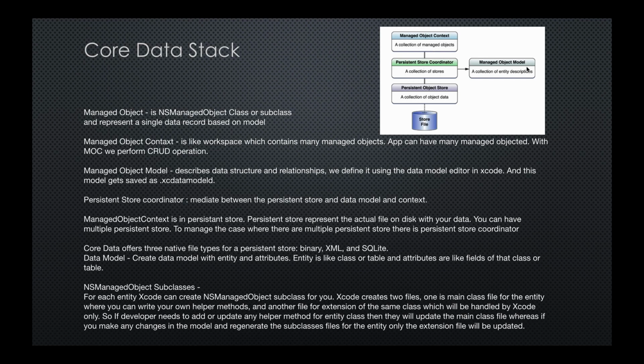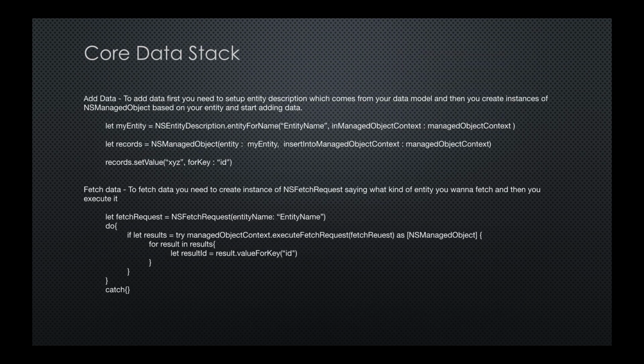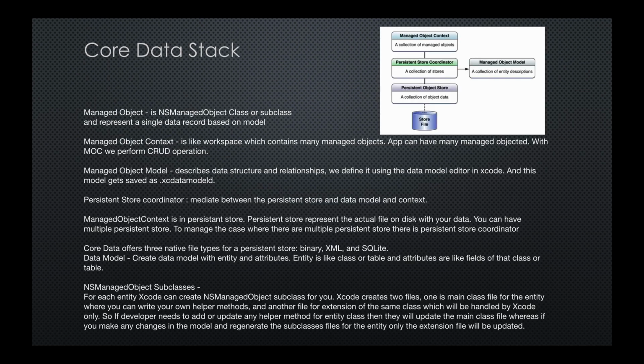And you require the managed object model also, because you will have to create your tables and the relationships between those tables. And as we talked about, the persistent store coordinator does nothing but coordinate between the MOC and the MOM. And as I said, there are multiple types of persistent store you can create in Core Data.